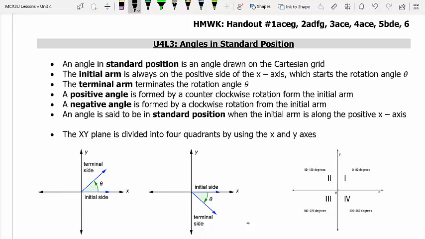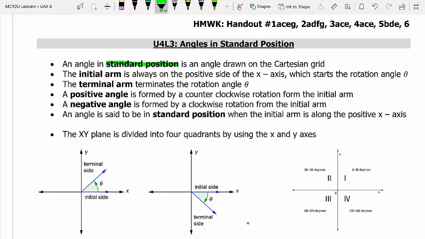Unit 4, Lesson 3, Angles in Standard Position. We're going to start by going through some definitions. For an angle to be considered in standard position, all that means is that the angle is drawn on what's called a Cartesian grid. So this here is a Cartesian grid.